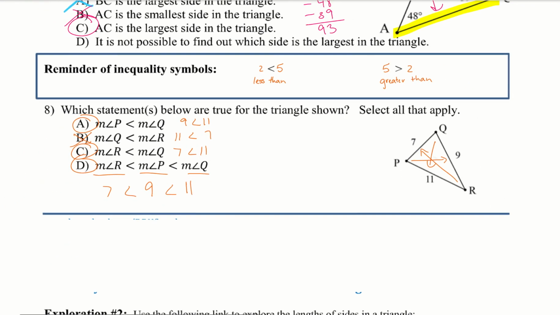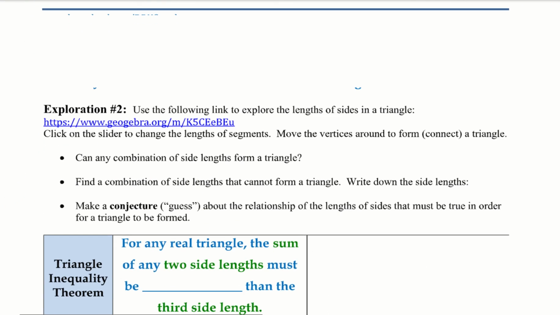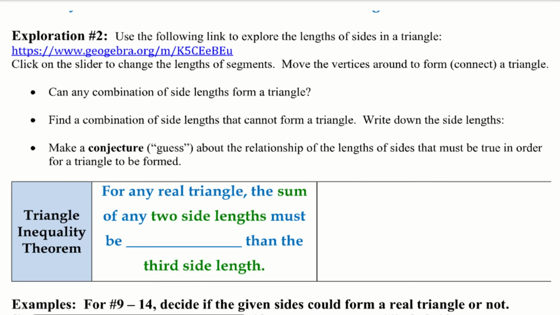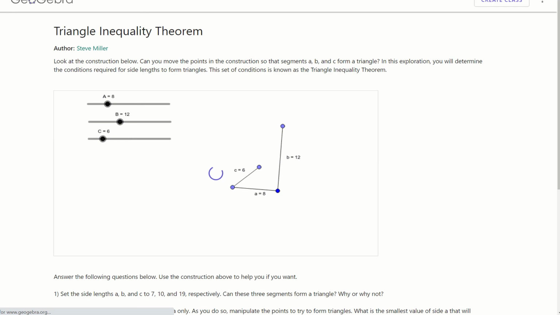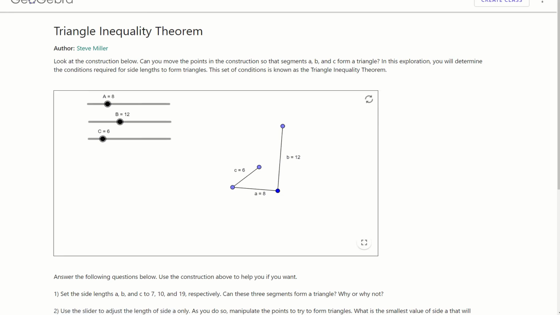All right, let's go ahead and take a look at our second exploration. All right, so let's go ahead and I'll open that up. There it is. All right, so what we need to do, we need to figure out, can any combination of side lengths form a triangle? Find a combination of side lengths that cannot form a triangle, write down the side lengths, and then make a conjecture. All right, so I'm going to go ahead and mess around with this a little bit. Hopefully you have it out on your own page.